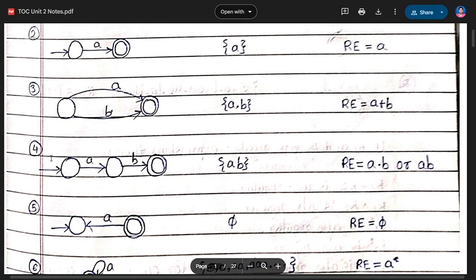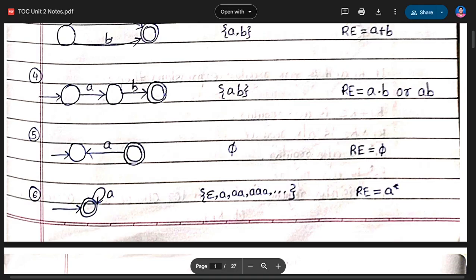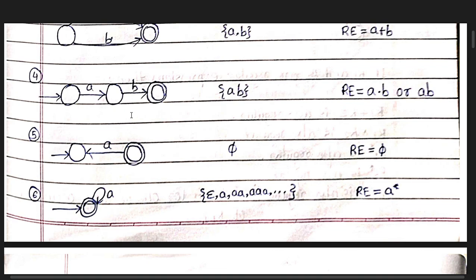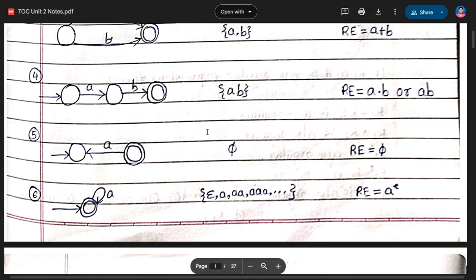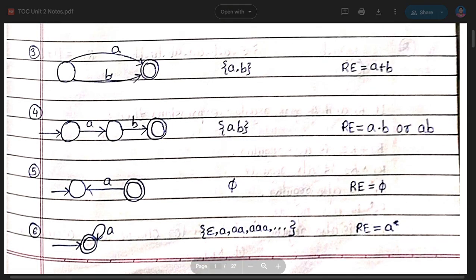Then the next one: some states, suppose Q0, Q1 and Q2. Q0 passes the A input to Q1, and Q1 passes the B input to the final state. Combined, in the language form it is A, B. In the RE, we write A dot B, where dot means concatenation, or you can also write AB directly.